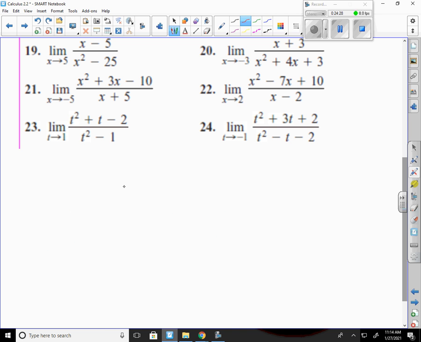And last one. I'm going to factor my top out. What multiplies to give me t squared plus 3t plus 2? It's going to be a t and a t to get the t squared. What multiplies to 2 and adds to 3? That would be 2 and 1.